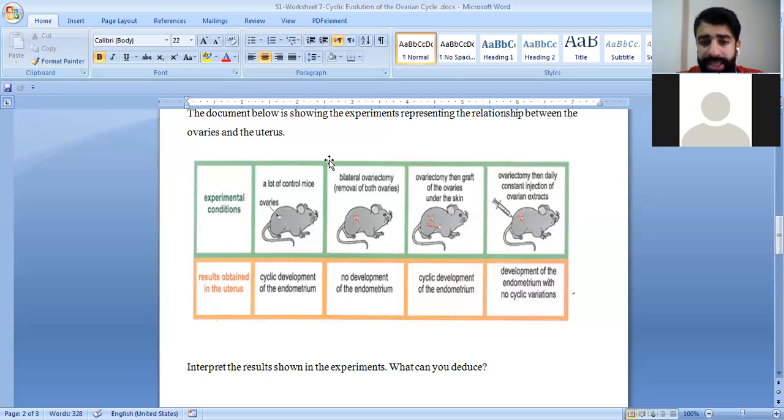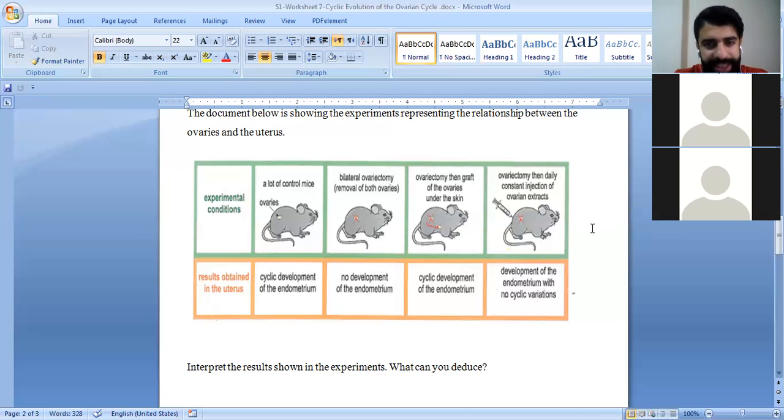Okay, so thank you, Hassan. Let's move to Ali Hariri. Ali, good morning. Third experiment, Ali. What do we do? They did ovarectomy, meaning that they removed the ovaries and they grafted them under the skin. Okay? Not in the normal position. What happened? The cyclic development of the endometrium continued, meaning that it works normally. What do you think? Why? What does this indicate?